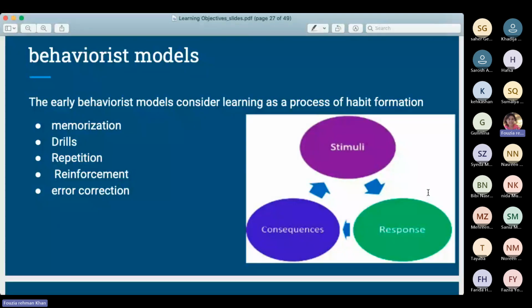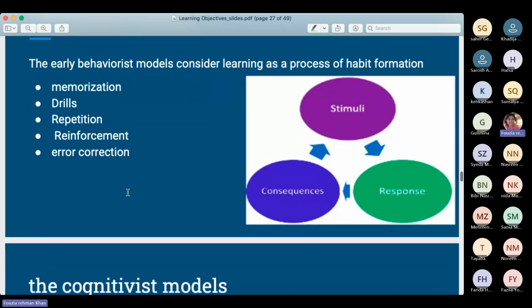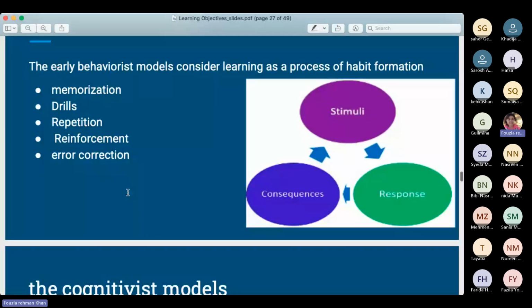I mean, in the educational system of Pakistan, right? So, how do we connect this to developing learning objectives? Because anyone who wants to work with the behaviorist model will make objectives to ensure that there should be memorization, repetition, reinforcement, and error correction. This is how behaviorist models are used.